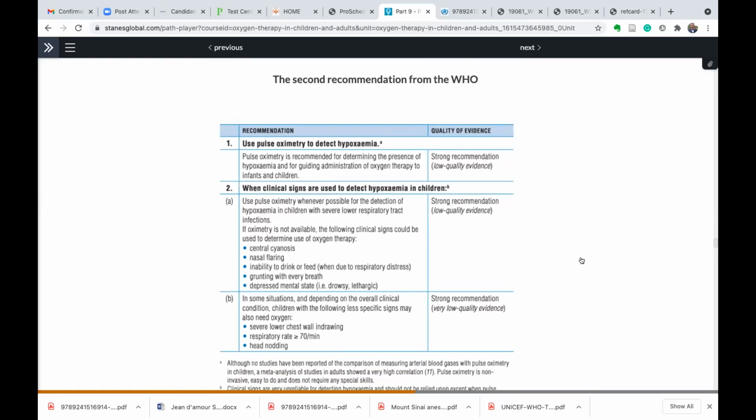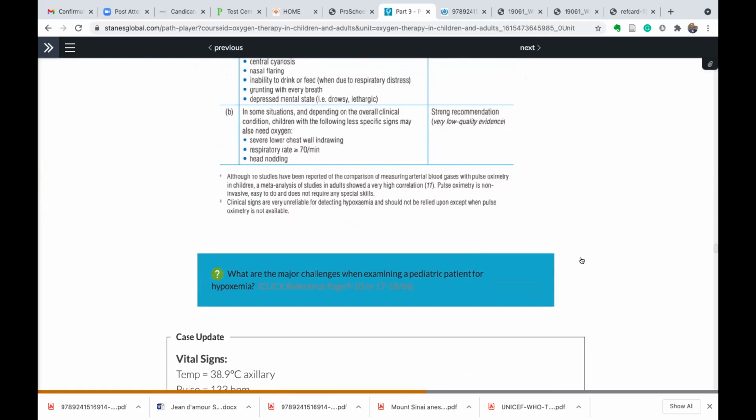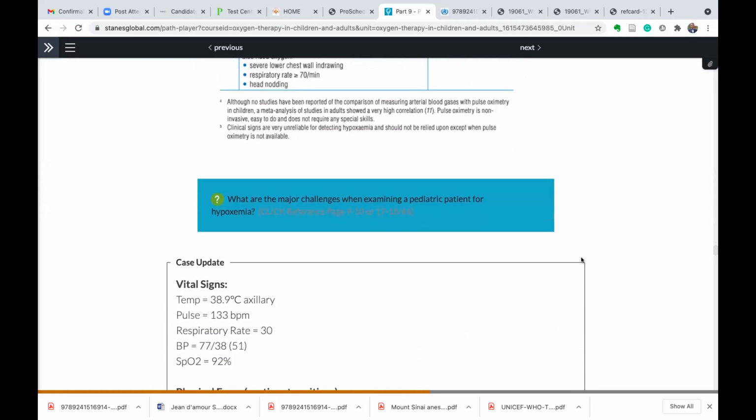In some other situations, you can have very specific signs, including severe lower chest wall indrawing or subxiphoid retraction, as I said. And tachypnea is what you said, which is very good, once the respiratory rate is above 70 in children, and you have head nodding. Very good. However, there are some challenges in examining a pediatric patient for hypoxemia.